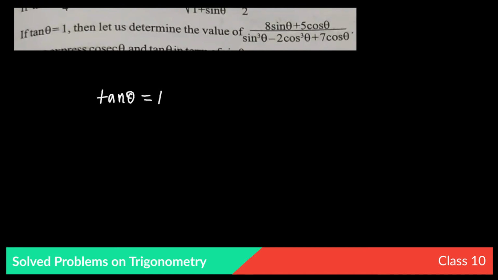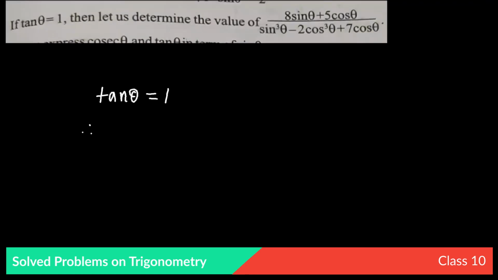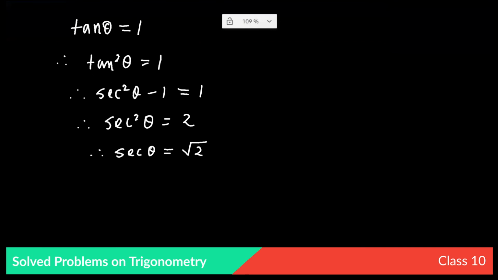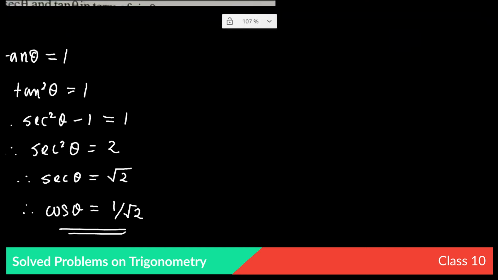Tan theta equals 1. It is given. So from this we can write that tan square theta equals 1. Therefore, in place of tan square theta, we can write sec square theta minus 1 equals 1. Okay, so from this we can write sec square theta is equal to 2. Therefore, sec theta is root 2. Therefore, what can we write? Cos theta is 1 by root 2. Okay, so we have got the value of cos theta.